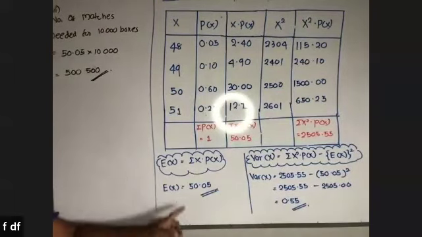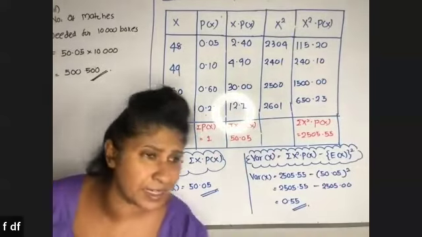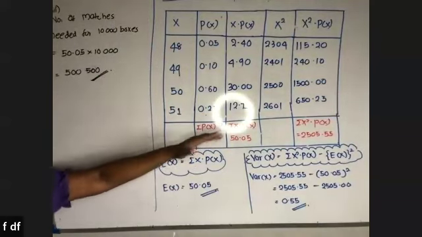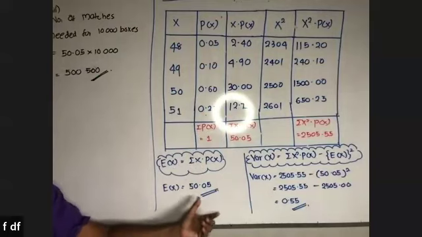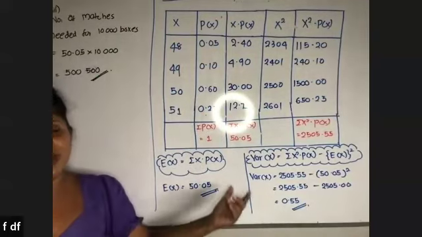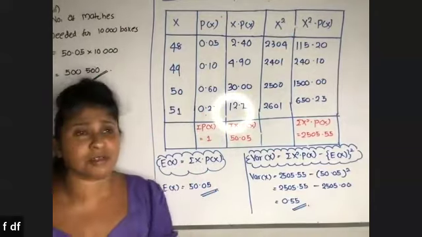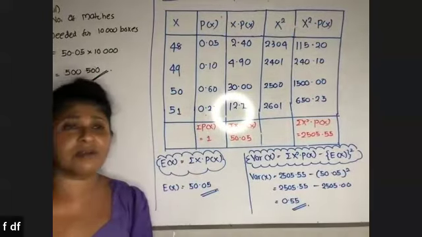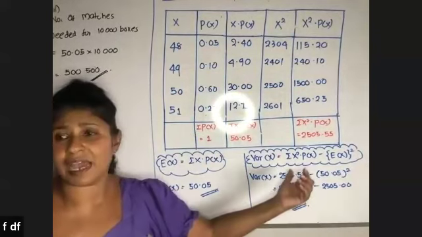According to our practical way, that's why we need to calculate the uncertainty. What is the mean value of this uncertainty? The uncertain thing, what is the mean of it? Now it has been given not as 50 but as 50.05. So how many matches are needed to make 10,000 boxes? 500,500 matches are needed. So that's why we calculate.